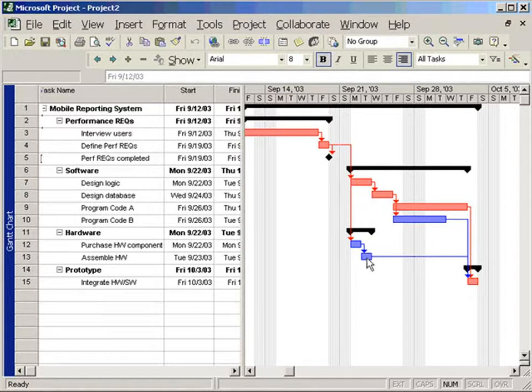Free slack is given to the last activity in a chain that feeds into a critical path. Or another way of looking at this is free slack is the amount of time that a task can be delayed without delaying successor tasks, and total slack is the amount of time that a task can be delayed without delaying the project.